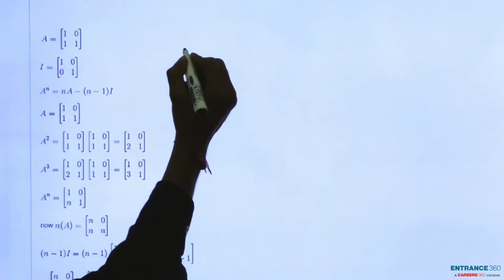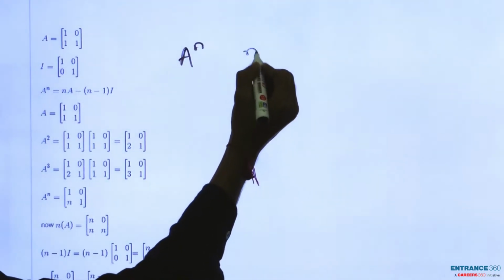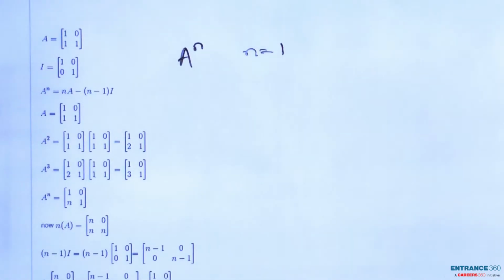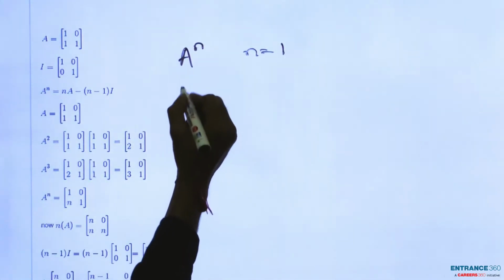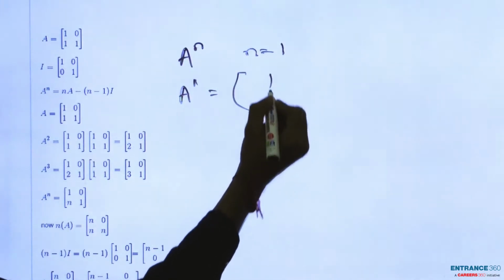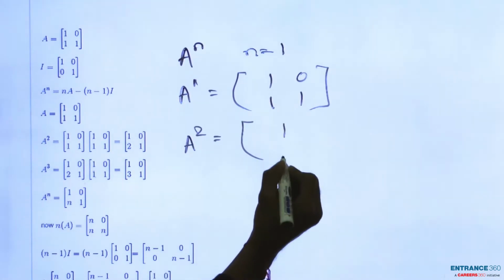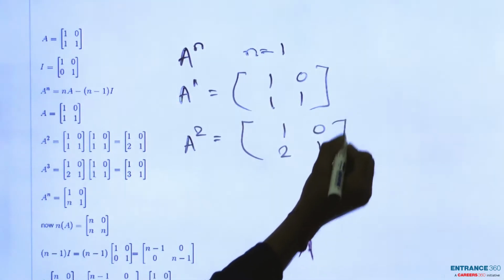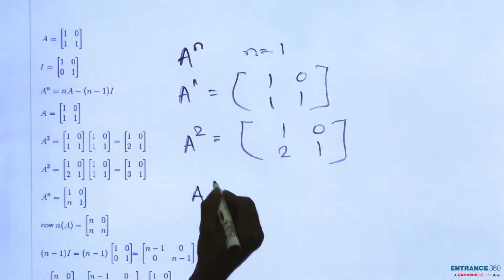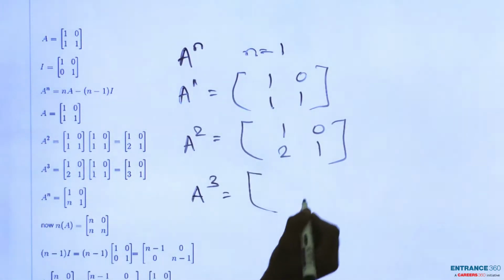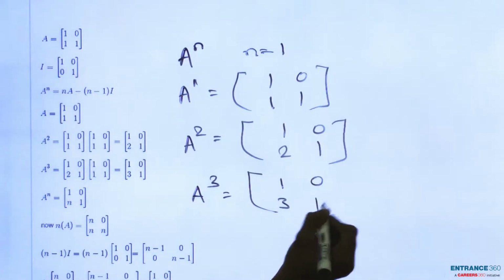In the question we are given matrix A and the identity matrix. So first find matrix A power n. For this, using the induction method, first put n equal to 1, then you will get matrix A power 1, which is [1 1; 0 1]. Now put n equal to 2, you get matrix A square, which is equal to [1 2; 0 1]. Similarly, put n equal to 3, we get [1 3; 0 1].